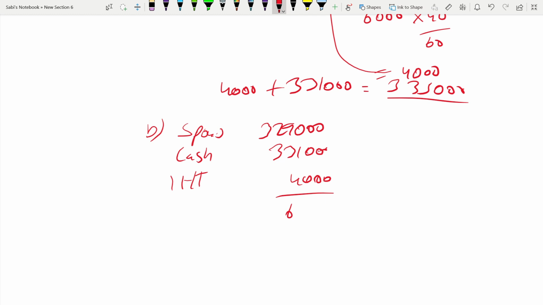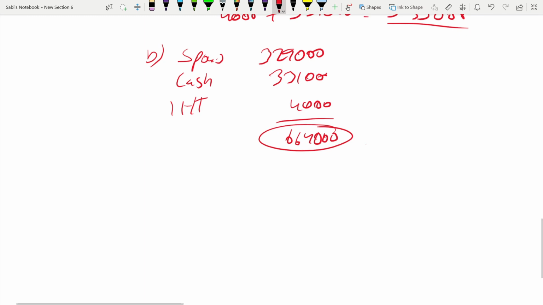664,000. Just see, always add and see whether this is correct or not. Done. See, estate valuation.